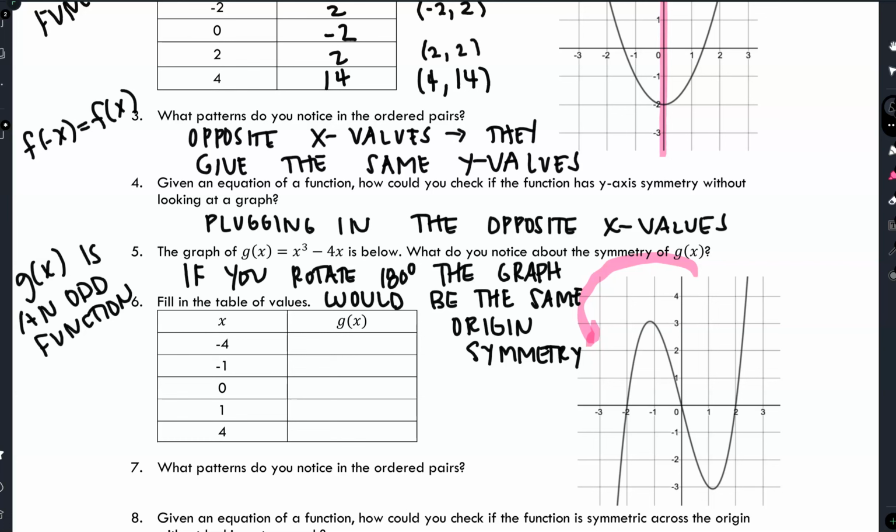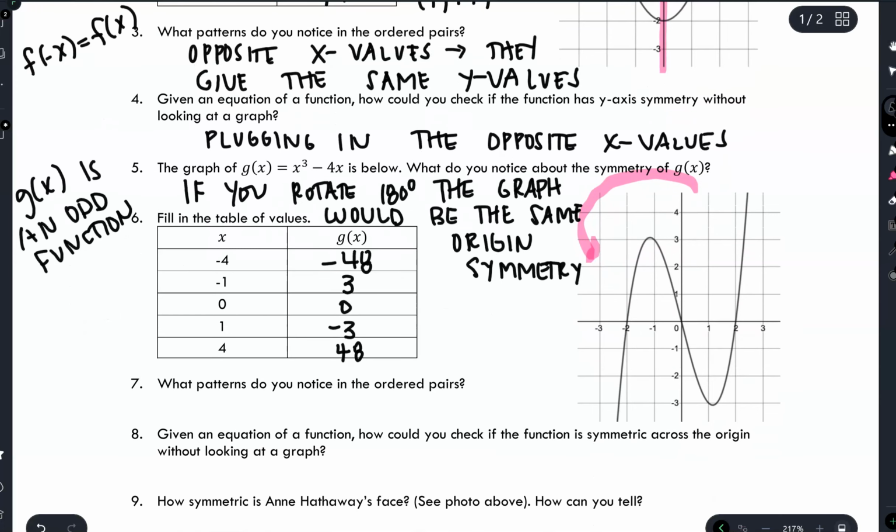Alright, so when you plug in a -4, you get a -48. When you plug in a -1, you get a 3. Plug in a 0, you get a 0. When you plug in a 1, you get a -3. And when you plug in a 4, you get a 48. So what are you noticing here? What are the patterns that we notice here? -4 and 4 give opposites. So opposites produce opposites.